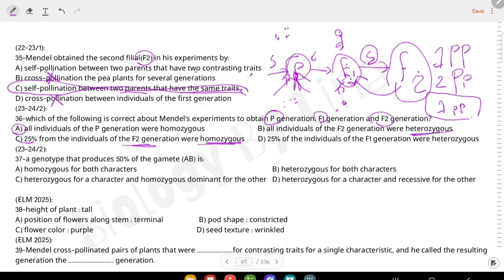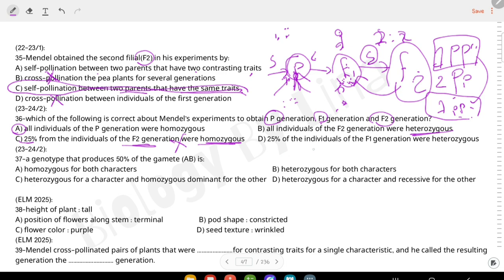No, actually we have, this is homozygous and this is homozygous. So 2 to 2. It means, sorry, 50% homozygous and 50% heterozygous. So this is also incorrect.